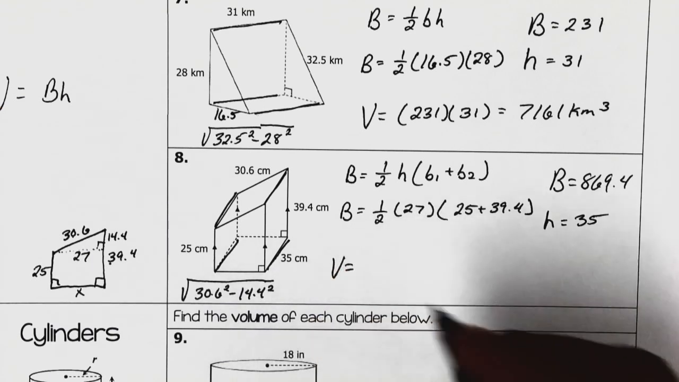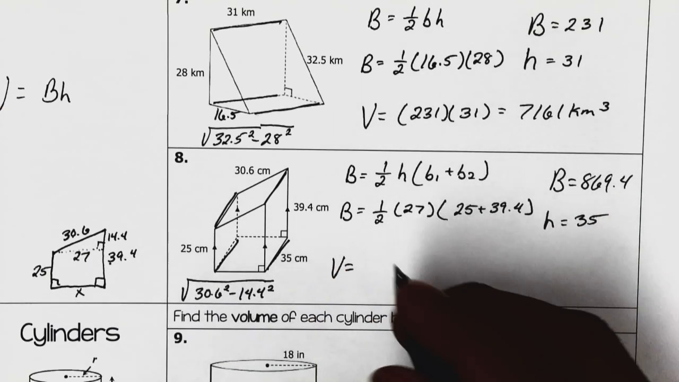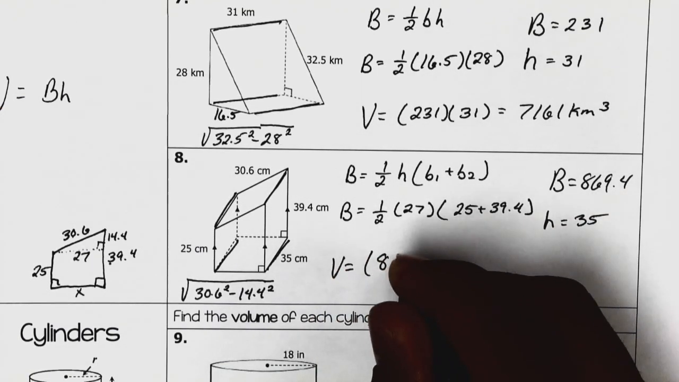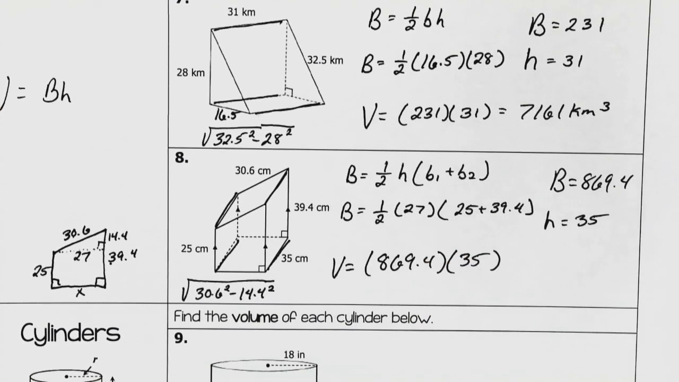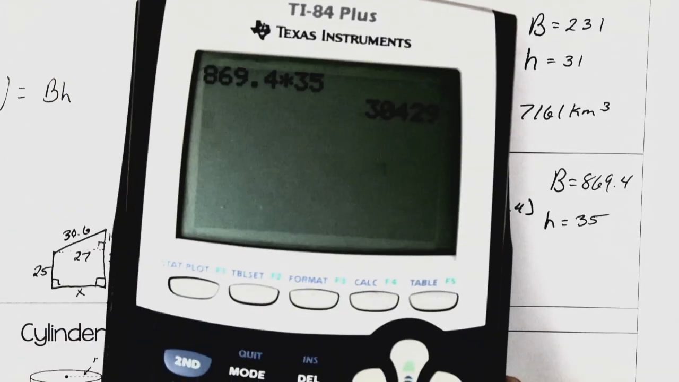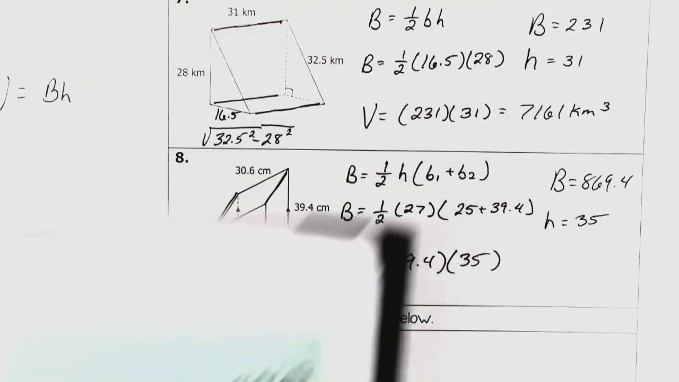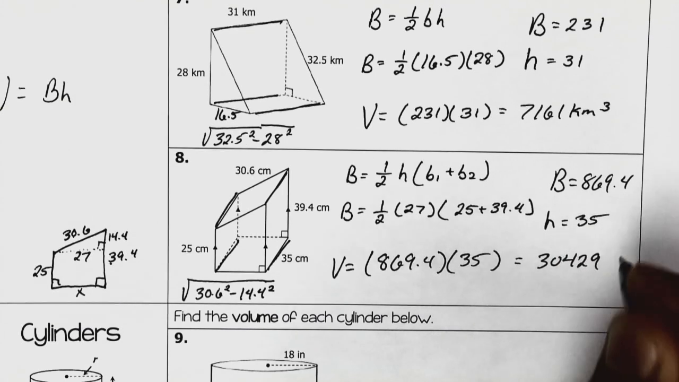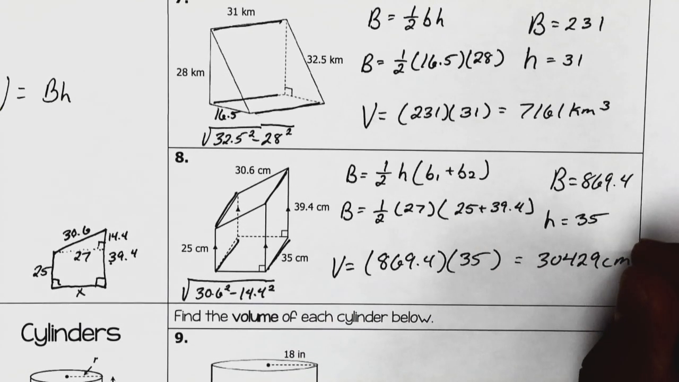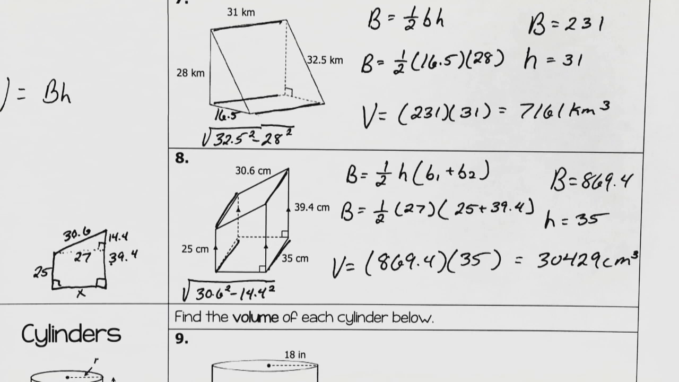So volume equals base, which is the 869.4, times the height, which is the 35. Yeah, so I got another big number, so 30,429. And those are centimeters, so centimeters cubed. Okay.